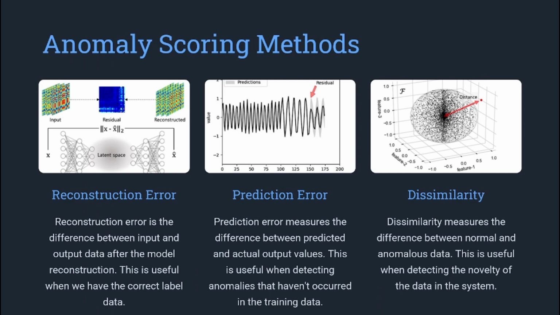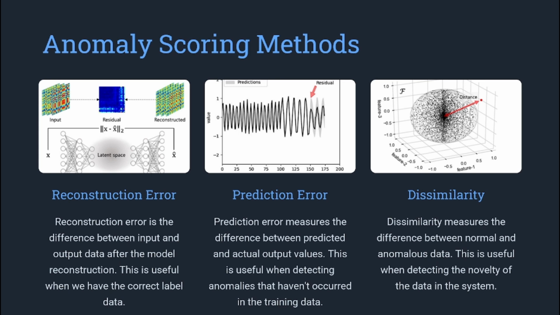Anomaly scoring methods. We can identify anomalies by using these errors. Reconstruction error. Reconstruction error is the difference between input and output data after the model reconstruction. This is useful when we have the correct label data.